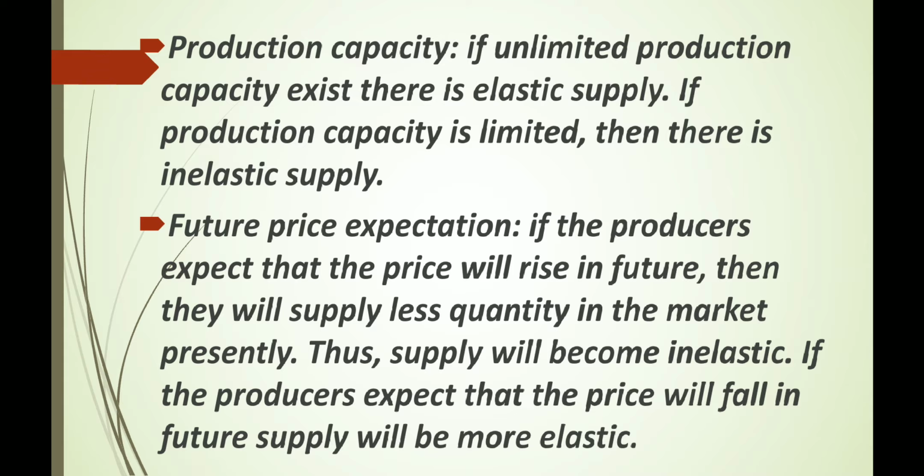Production capacity. If unlimited production capacity exists, there is elastic supply. If production capacity is limited, then there is inelastic supply. Future price expectation. If the producers expect that the price will rise in future, then they will supply less quantity in the market presently. Thus, supply will become inelastic. If the producers expect that the price will fall in future, supply will be more elastic.